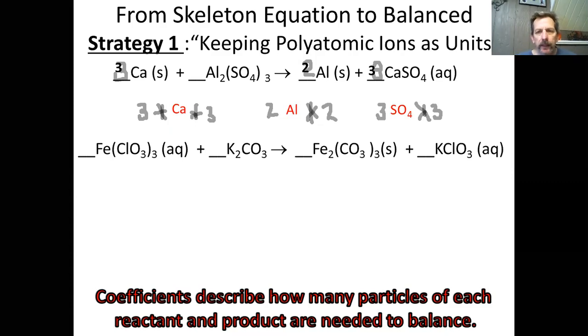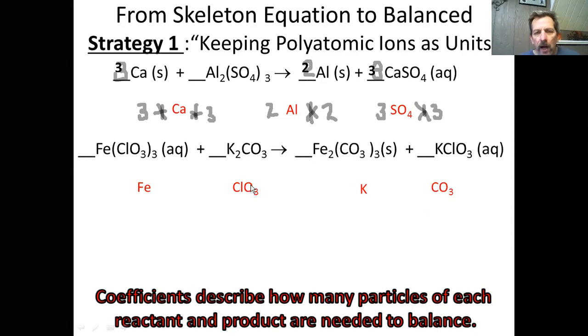So we can do this again with another example here. Fix your eye on the polyatomic ions that you see on each side. You're going to keep them together as units. So let's take our inventory. So iron, Fe, ClO3 is the ion called chlorate. I see it on the left side. I see it on the right side. Let's keep it as a unit. K, or potassium, the polyatomic ion called carbonate, CO3.